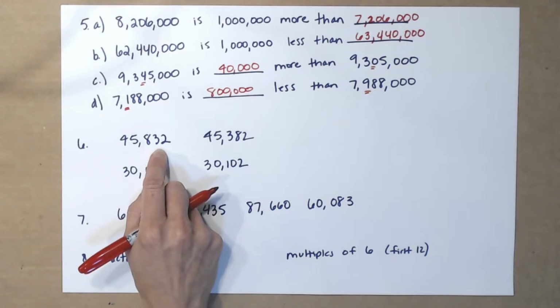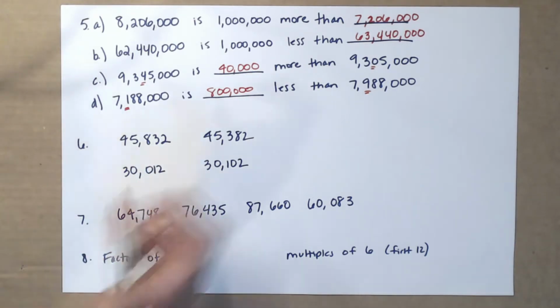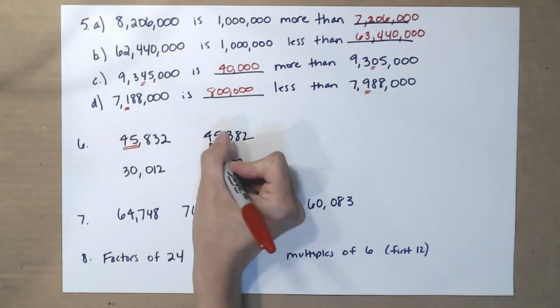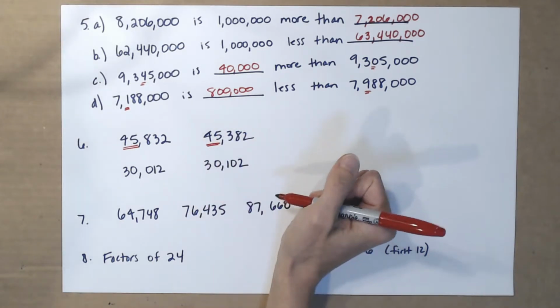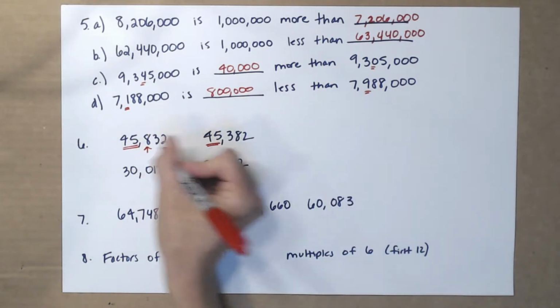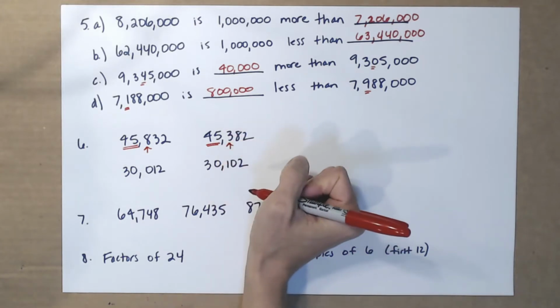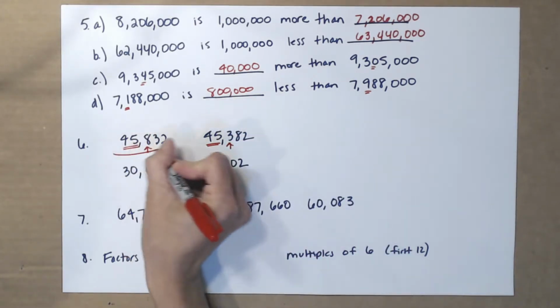Number 6, we just want to know which is greater. So they both have the same number of thousands. They both have 45,000s. But then the hundreds, this one has 8 and this one has 3. So this number is going to be bigger.